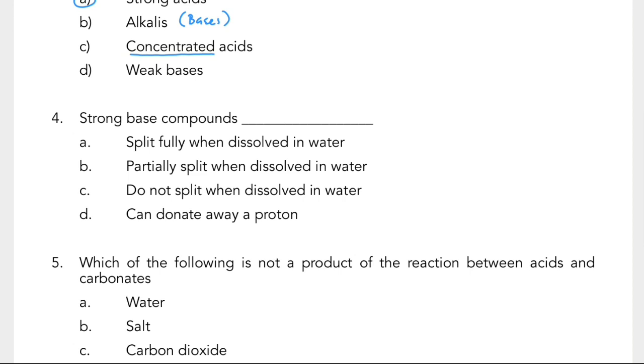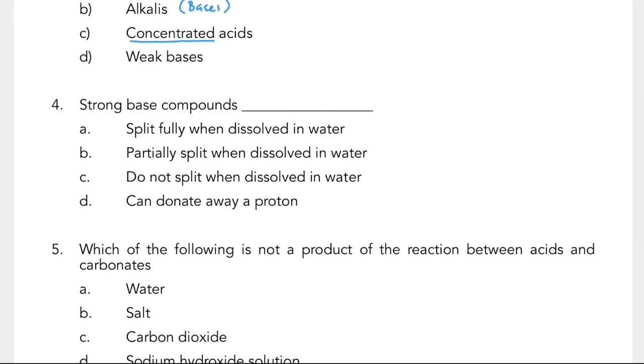Then we go to number 4. A strong base compounds dash. A, split fully when dissolved in water. If it is a strong base or a strong acid, it dissociates completely. In other words, it splits fully. So A, splits fully when dissolved in water, that's true. Then B, partially split, no, it would be weak. Then C, do not split, no. If it doesn't split in water, it means it's neutral.